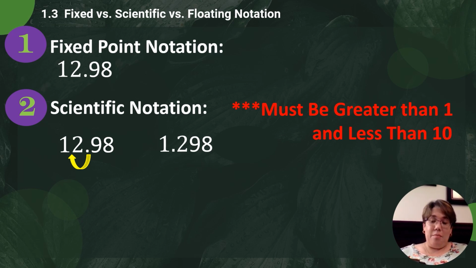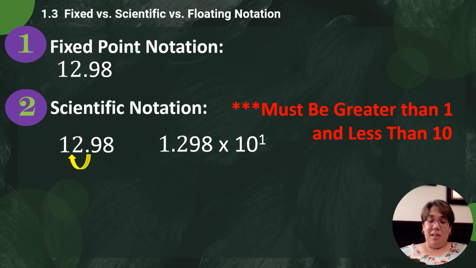Now I moved my decimal place one time, so for scientific notation, I have to tag on times 10 to the 1st. The exponent of this 10 is however many times you moved the decimal place. So I moved my decimal place one time, therefore the exponent of the 10 is a 1.